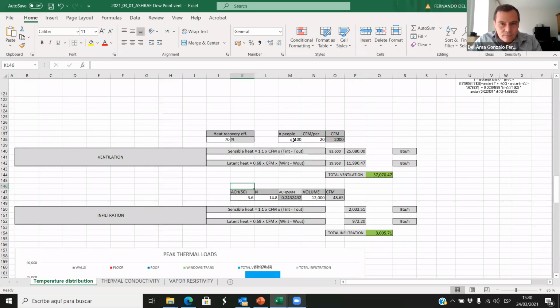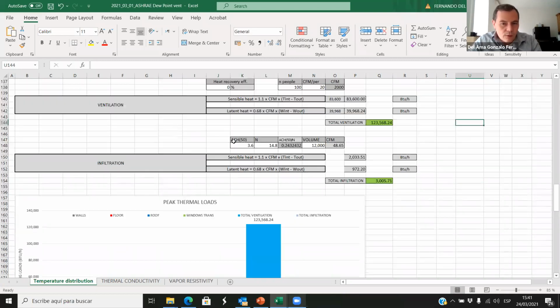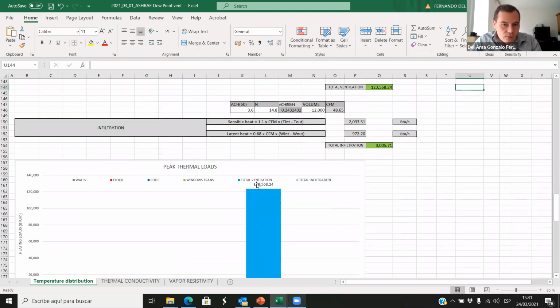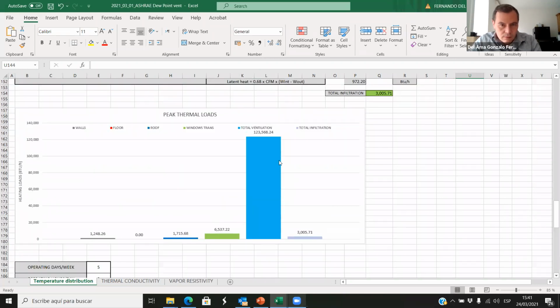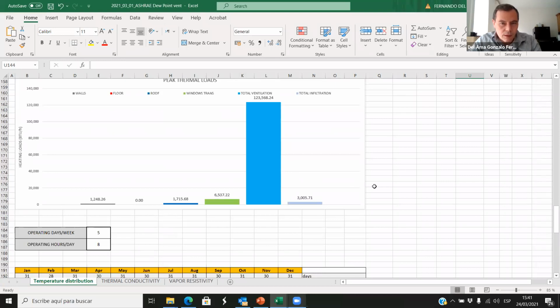If we have the right number of people and we have the right CFM, the only thing we can change is the heat recovery efficiency. It can be worse. If we didn't have a heat recovery, that would be 0, and that will rise up to 123,000. Okay.